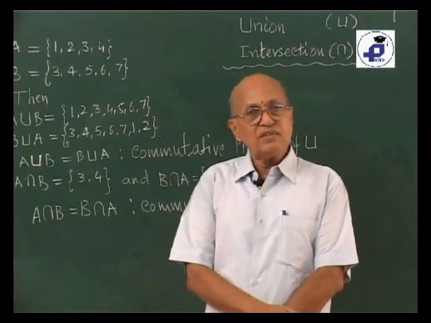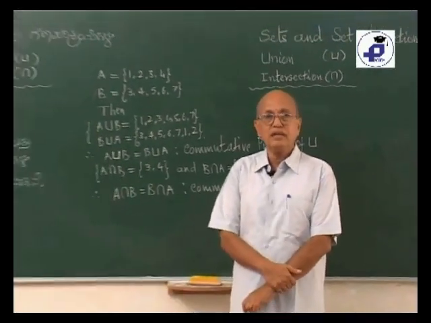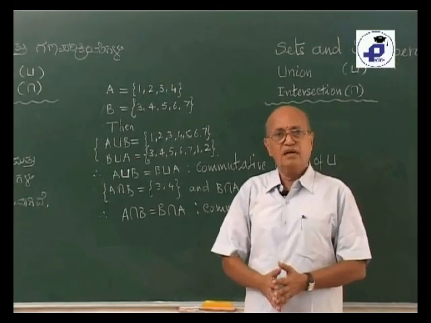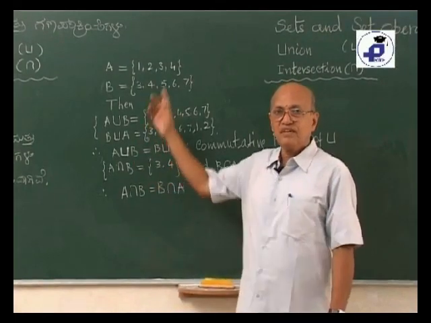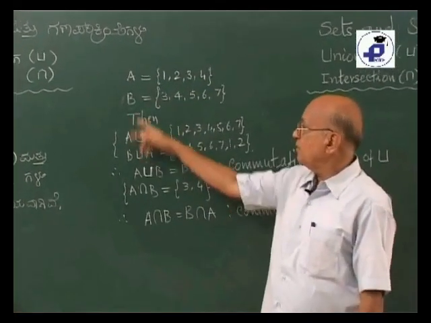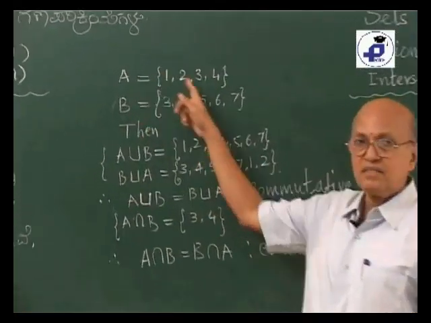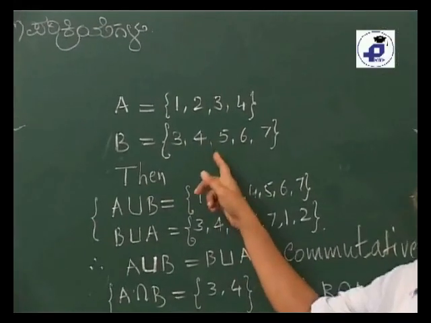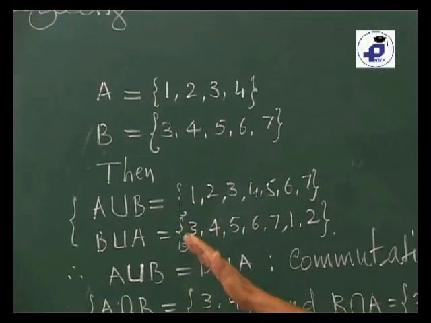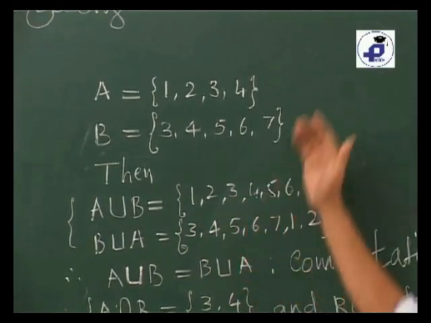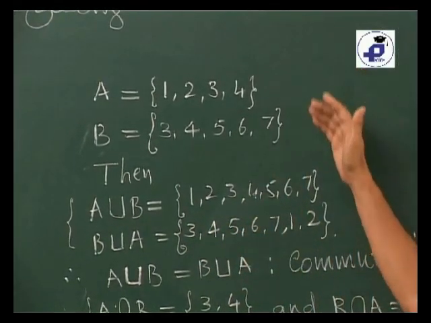What to do with these sets? What do you mean by union? Union is simply you form a different set consisting of all the elements of A and B. If A is this set, B is this set, then A union B, we call that A union B as a set consisting of all the elements of A and B.